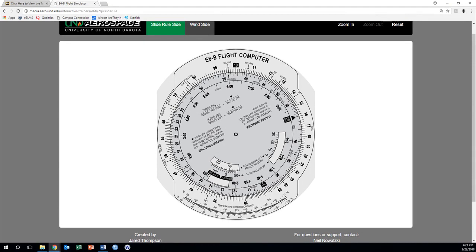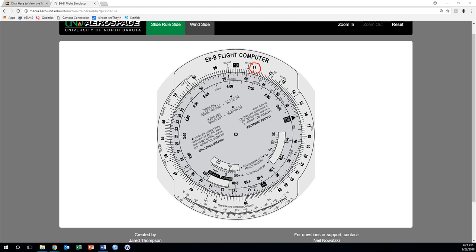Now we're going to find our distance, which is our other known value. Our distance would be found on the outer scale, on the A scale. The distance was 110 miles. Again, with the floating decimal, we're going to be looking for the number 11 on the A scale, which is right here. So we're going to call that 110. And the B scale will reveal our time in minutes to travel 110 miles at 160 knots.